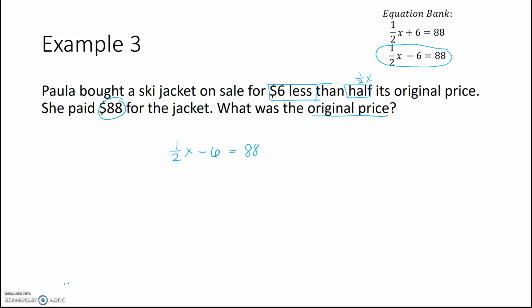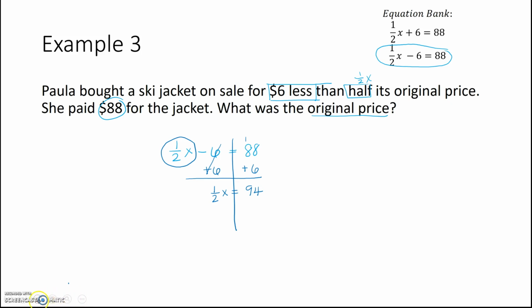All right, so now we're going to go ahead and solve and figure out what the original price is. If you remember back to yesterday, we always draw a line down our equal sign to remind us that what we do to one side, we do to the other. I'm going to try to get 1/2 x by itself, so I need to get rid of minus 6. So I'm going to add 6 to both sides. 88 plus 6 is 94. These cancel, so I still have 1/2 x equals 94, okay?